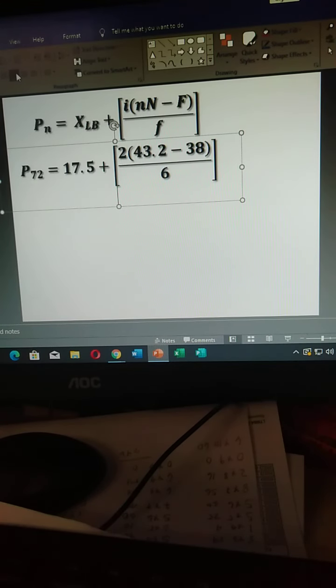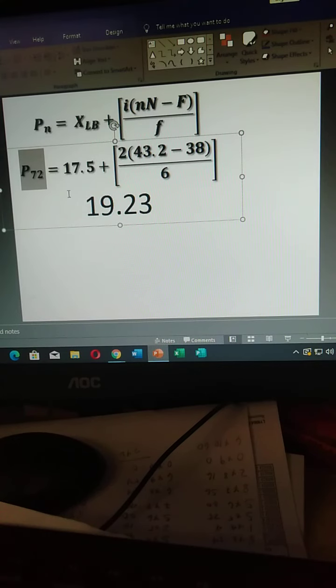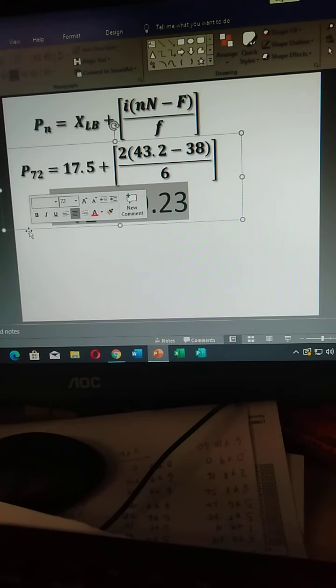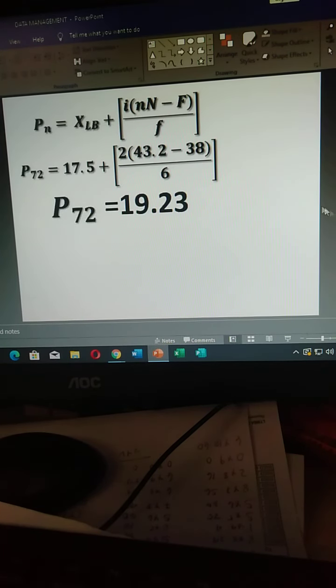And the answer is 19.23. Get the 2 decimal places, always. Okay, so, yan na ngayon yung our P72. P72 is equal to 19.23. Ayan po yun. So, that is the percentile rank of 72, 19.23.